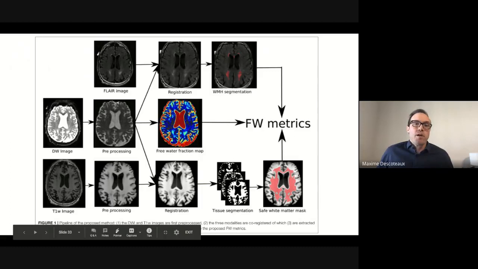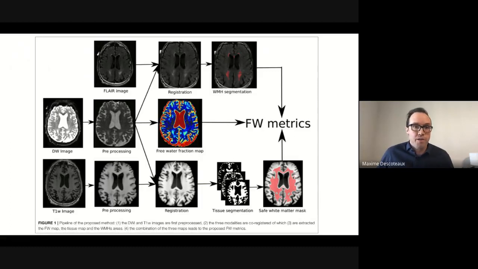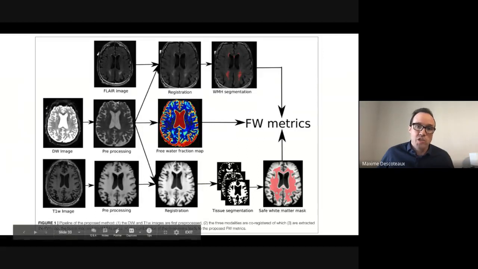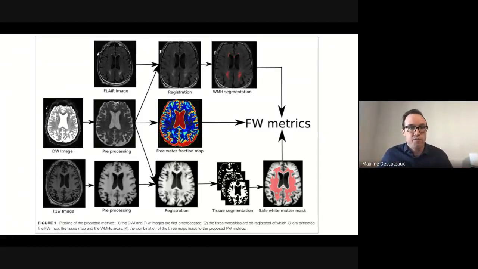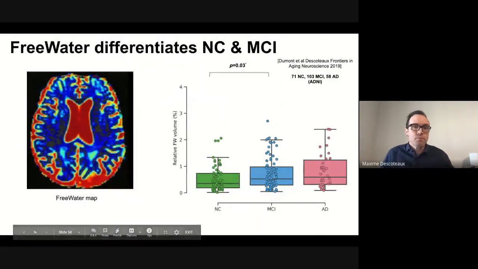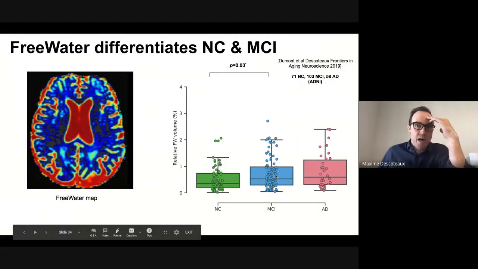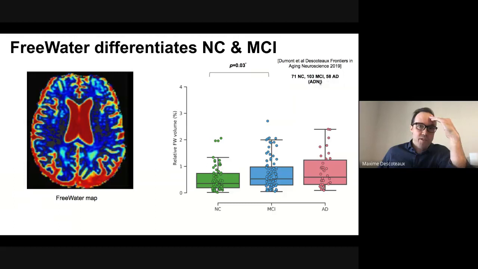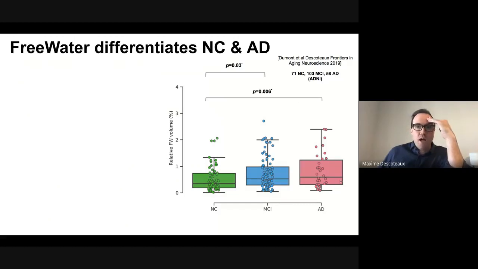So back to our paper, I just want to say that it's a very simple method, nothing fancy about this method. We're estimating a safe white matter mask, safe, which means far from the ventricles, far from the CSF, and we're going to take an average free water index in this. That's it. And what we clearly see is a differentiation statistically between the normal controls and the MCI. You see here the demographics of the data from the ADNI database. So 71 normal controls, 100 MCIs, 58 ADs. And then we can also differentiate normal controls from Alzheimer's disease very well, very clearly.